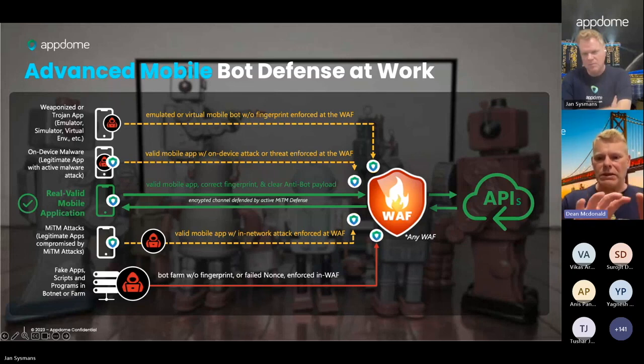So this is what we aim to get to with our anti-bot solution. Your API in the end is only getting real, authenticated, secure connections, which will actually result in quite a big drop in traffic to your API.